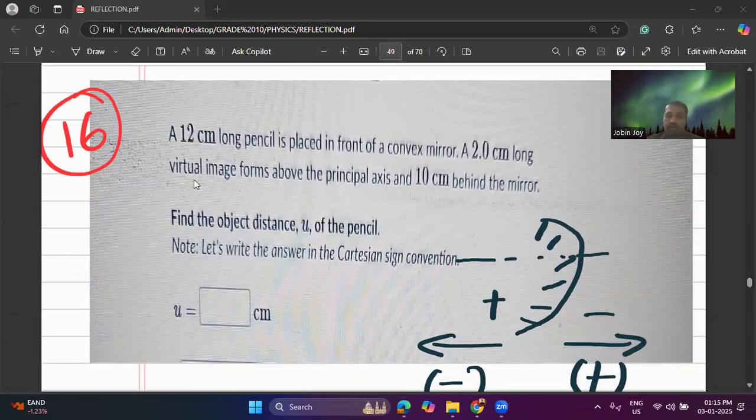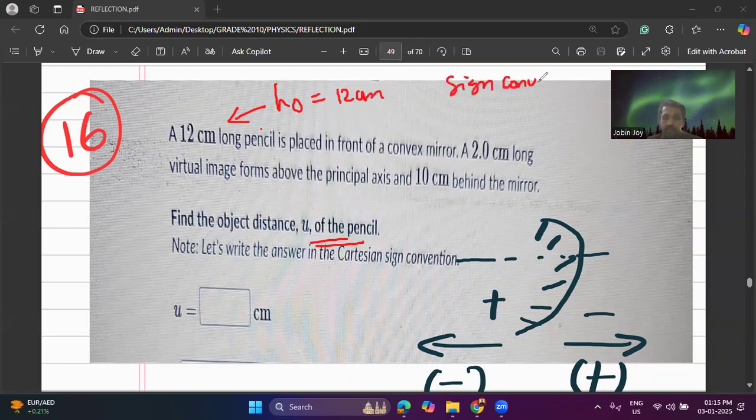Okay, so the remaining problems, I am just explaining. You can solve this problem. Find the object distance U. Okay, so a 12 centimeter long pencil. This means HO is equal to 12 centimeter. You have to apply the sign convention. Sign convention is important. The pencil is placed in front of a convex mirror.